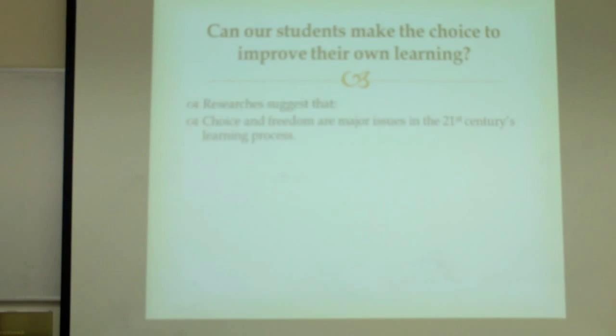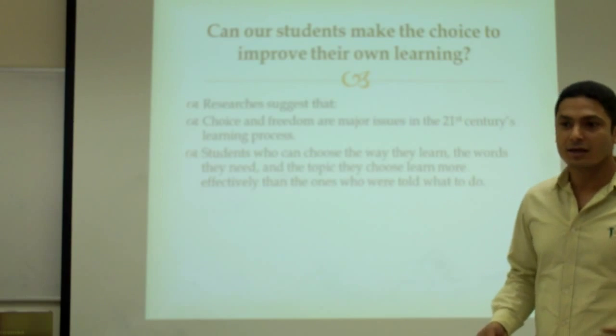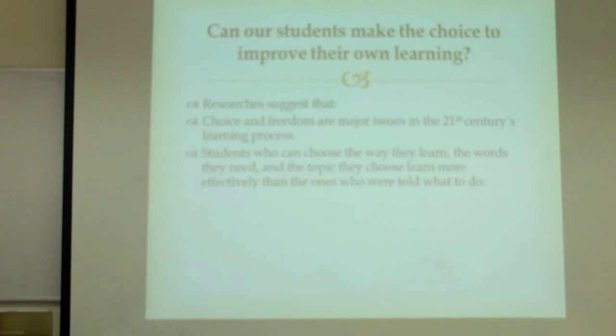So research suggests that choice and freedom are major issues in the 21st century learning process. Students who can choose the way they learn, the words they need, and the topic they choose learn more effectively than the ones who were told what to do. So you need to give them some kind of responsibility in the classroom, which lets them choose the exercises and the activities that they want to do, and then see how good they are. Give them the responsibility, make them feel that they are responsible for their own learning process. When you make a choice, you are responsible for it.